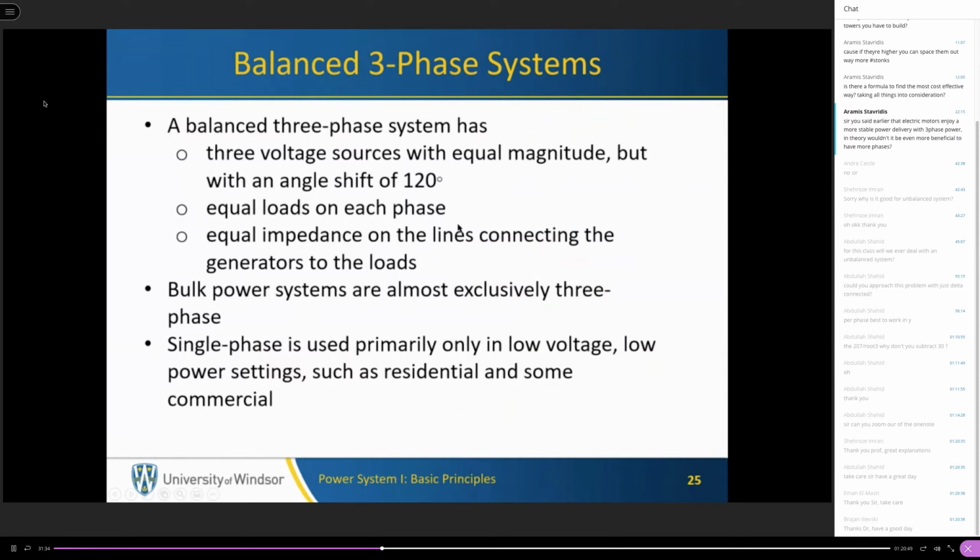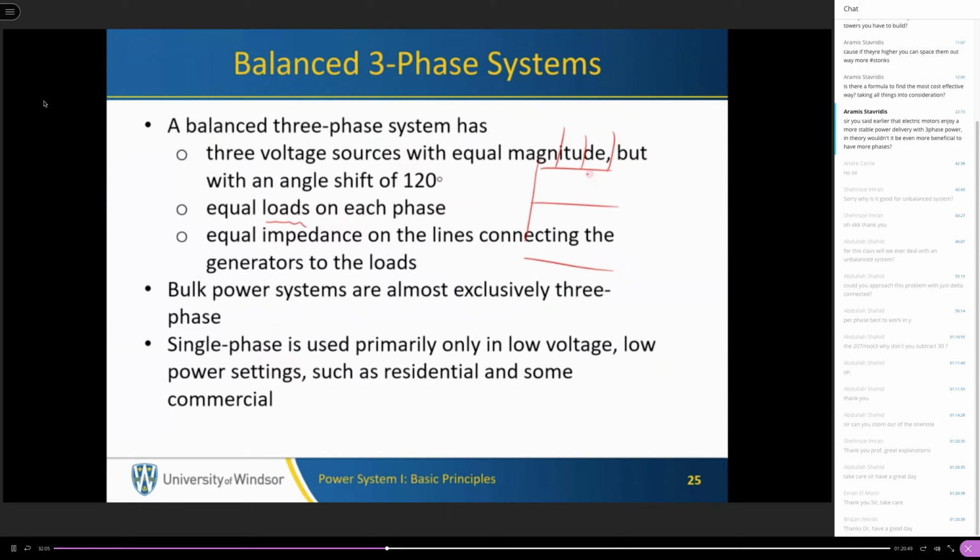Okay, so we know that for balanced systems, voltages have the same magnitude shifted by 120 degrees. Loads are equal. This is something that we try to do. Utilities try to balance their loads. Like, let's say if they have different feeders and different laterals, they try to distribute the load equally between 3 phases. And there is, of course, a standard that governs this system imbalance.